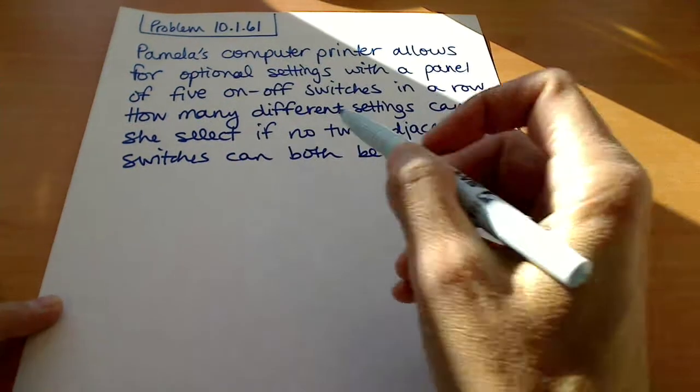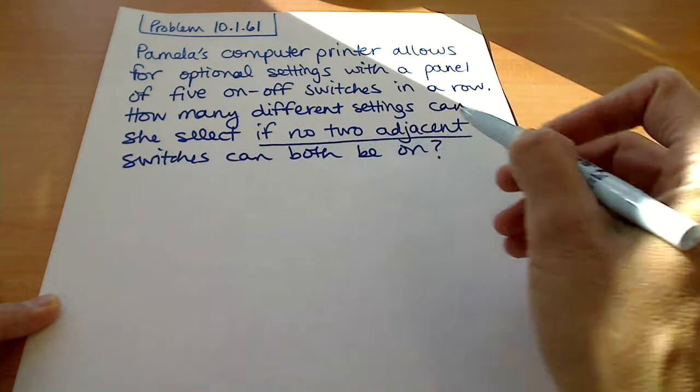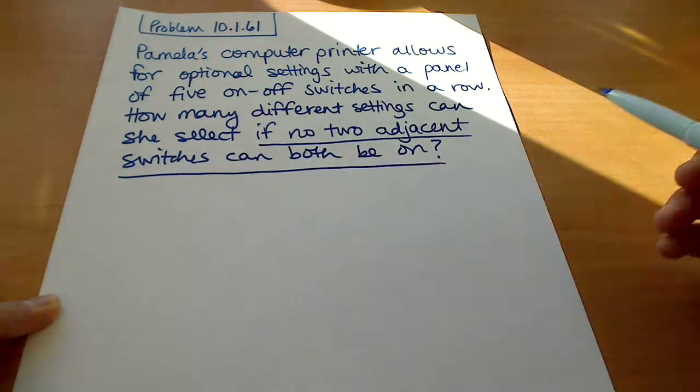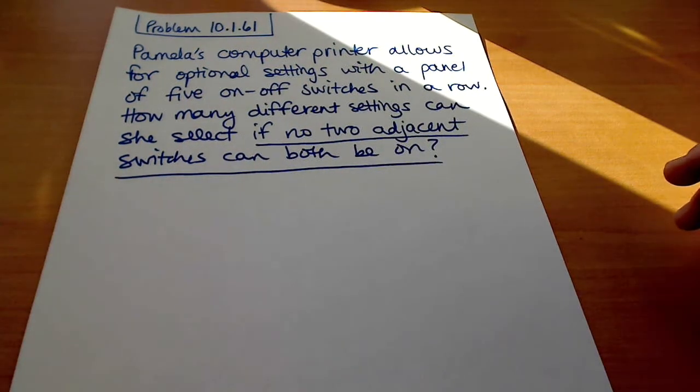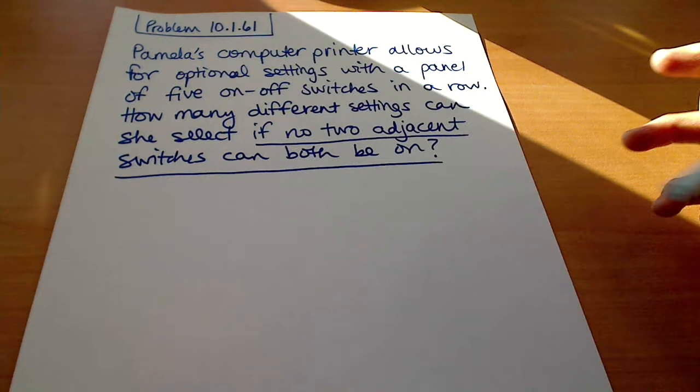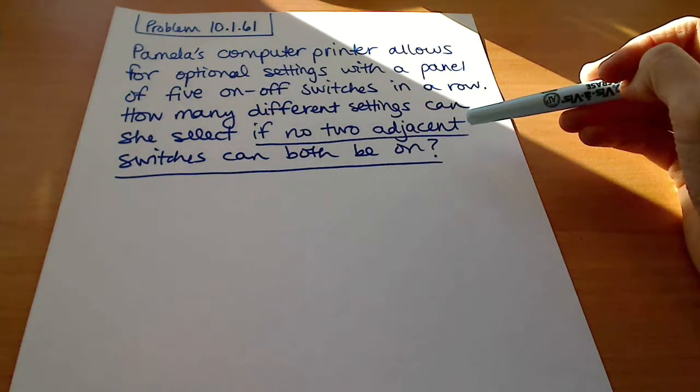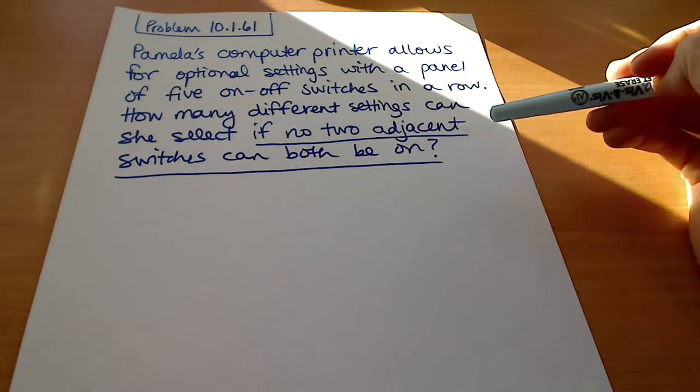Okay, so the restriction in this problem, and whenever we're doing any kind of counting, we always want to look for the restriction, because the restriction is going to be the thing that we're going to have to focus on in order to be able to answer the question. So the restriction here is no 2 adjacent switches can both be on.